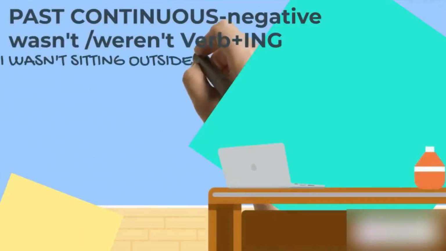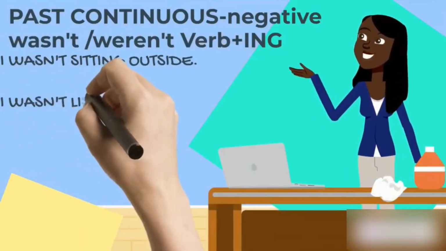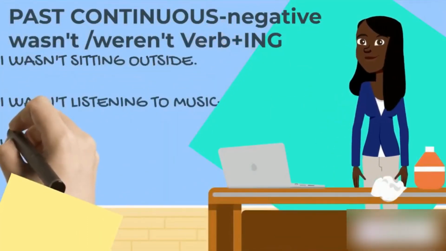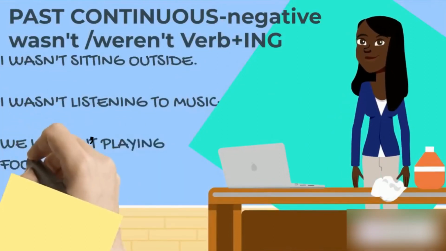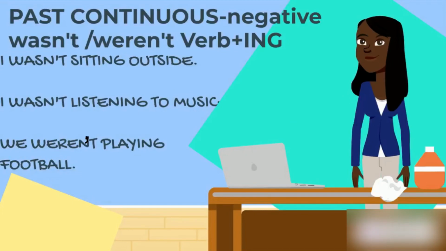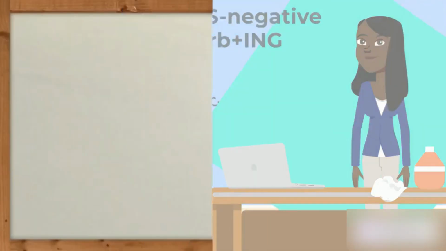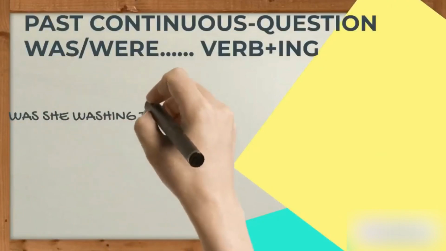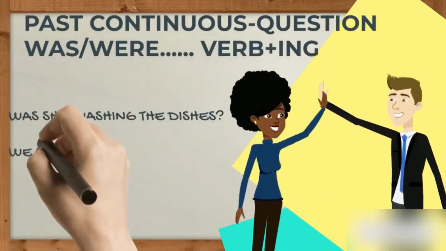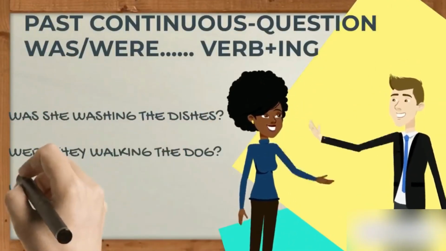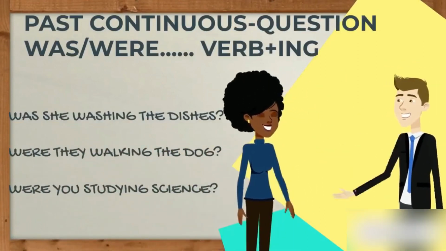Now let's go over the past continuous negative, which is formed with wasn't, weren't, verb ing. Let's read the examples. I wasn't sitting outside. I wasn't listening to music. We weren't playing football.